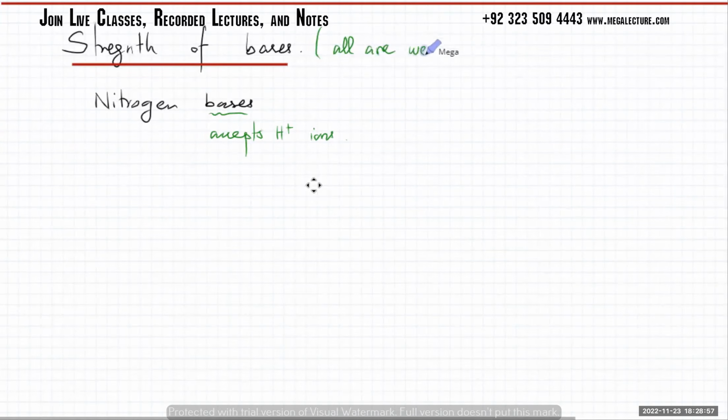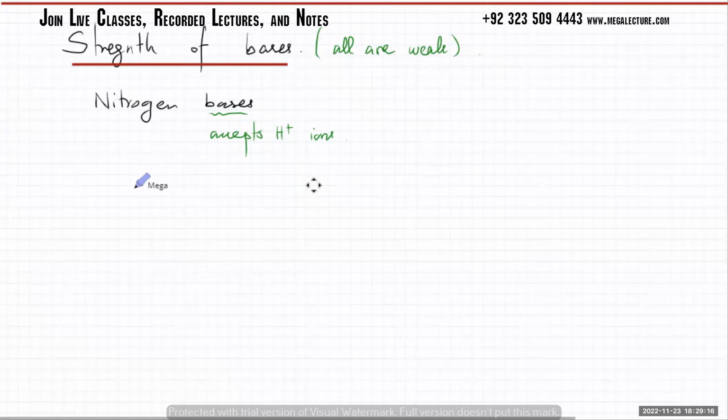So all are weak. When we talk about strength of bases, we're basically doing a relative comparison. Strong does not mean strong. Strong is also weak, it's just a relative comparison that is stronger compared to the other ones. Now, these nitrogen bases, okay? So why is nitrogen a good base?